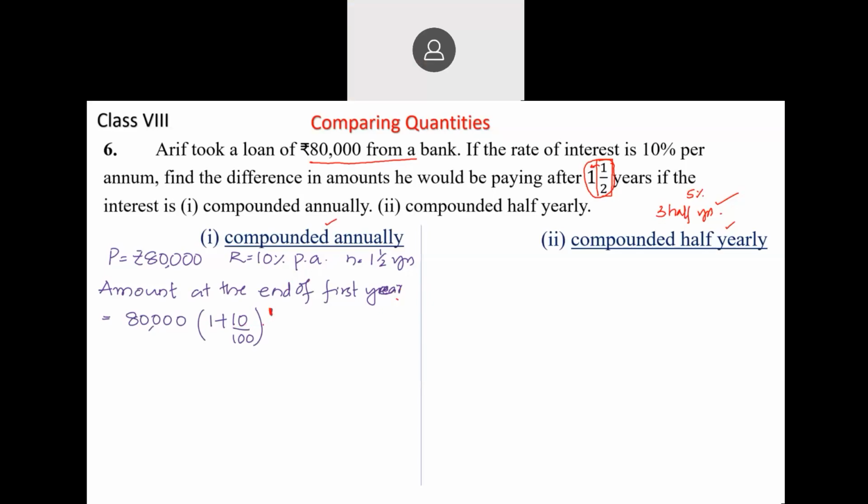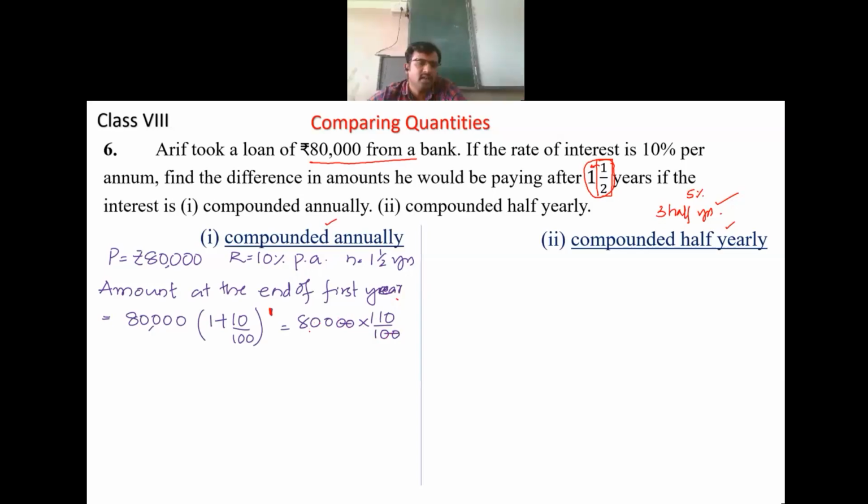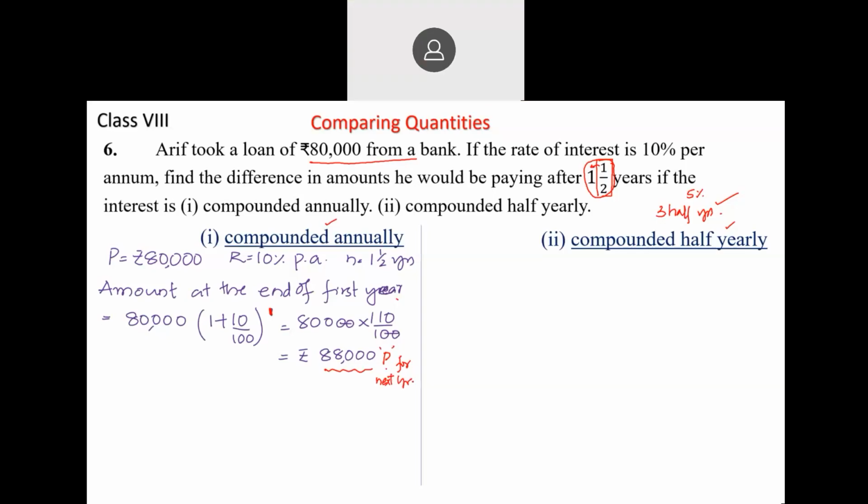On simplification, this becomes 80,000 multiplied by 110 by 100. Two of the zeros get cancelled. 11 times 8 is 88, followed by 3 zeros. So we get 88,000 as the amount. This amount is the principal for the next half year. This is very important to note.